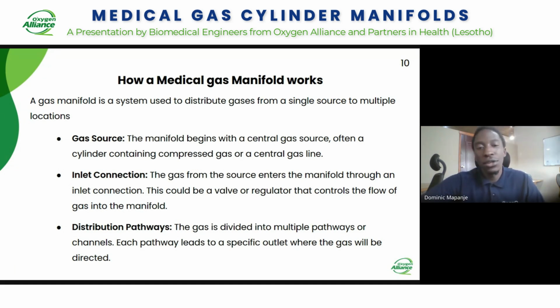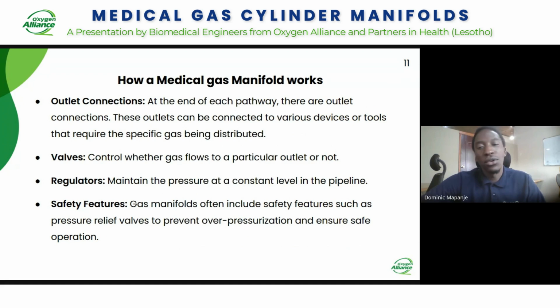And then you have the inlet connections. So these are the points of connection from your gas source into your manifold. And then you have the distribution pathways. So from your manifold, you have pathways to the outlets, and you also have pathways, when you have a cylinder filling manifold, from the gas source into the manifold, which will then be distributed to the cylinders that you are about to fill. And then you have outlet connections. So these are at the end of each pathway or at the end of the pipelines, where you can connect your devices or your tools that are to be used at that outlet.